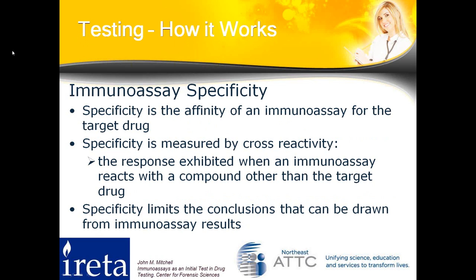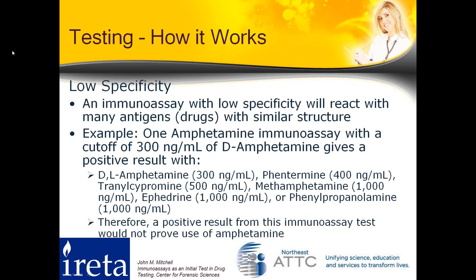We see that tests measure for cross-reactivity so that we have a minimization of the number of false positives, and then the appropriate conclusions can be drawn regarding the presence of a drug in the system. And an immunoassay with low specificity will react with many antigens of similar substance. An example of that is the amphetamine immunoassay with a cutoff level. One of the things that can be helpful about lab testing is that they have identified cutoff levels.